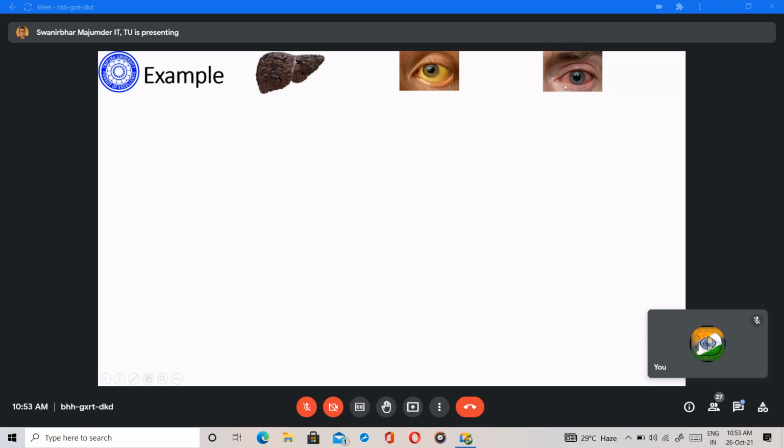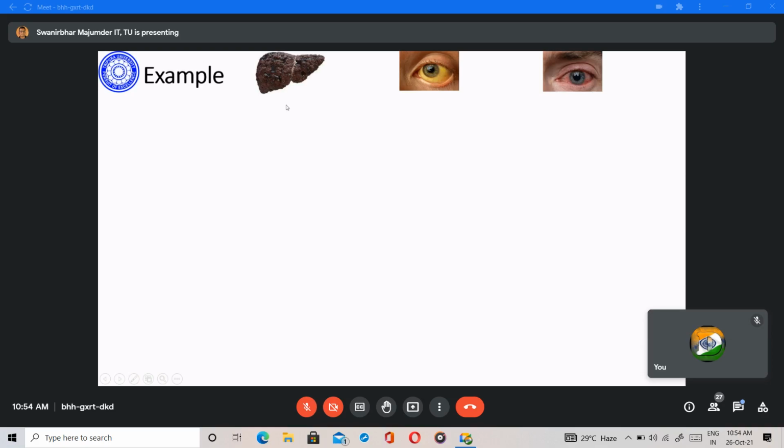The second one is jaundice, and the last one is where the eyes are red. What is that? Eyes are red, meaning blood is there in the eyes. It is called bloodshot eyes. It can be due to conjunctivitis also, but conjunctivitis is a different thing. But when you have liver cirrhosis, you have both of them. Here this is red and this is yellow.